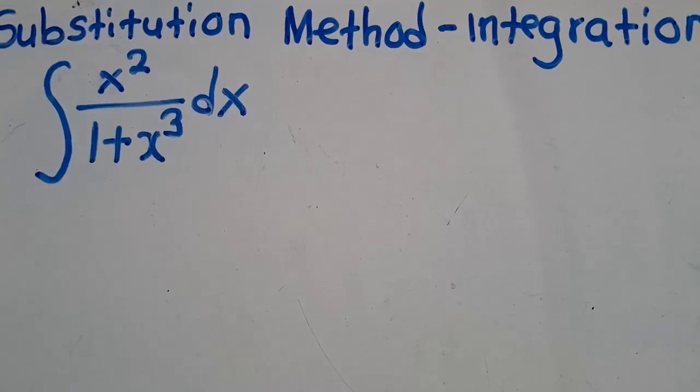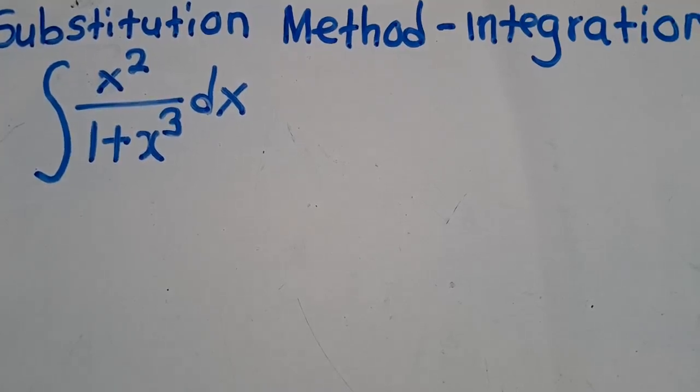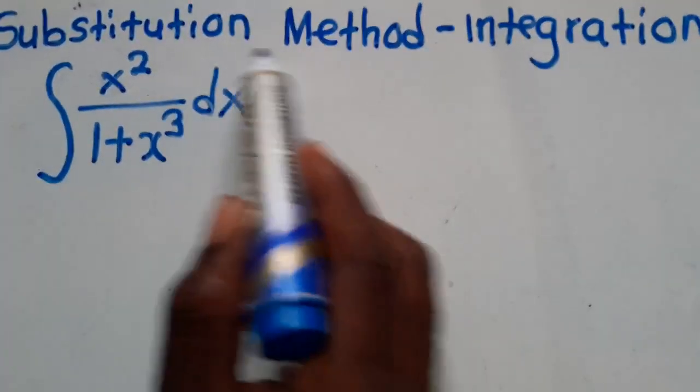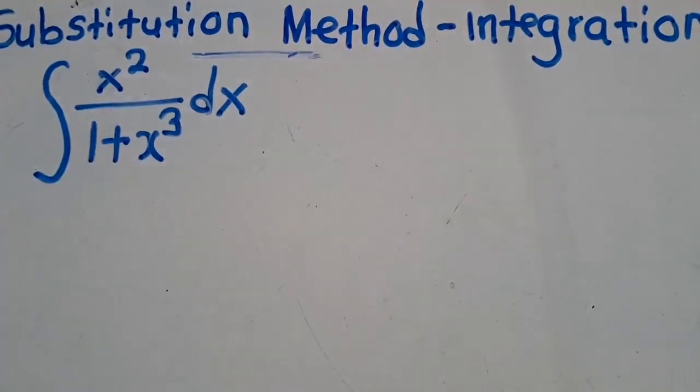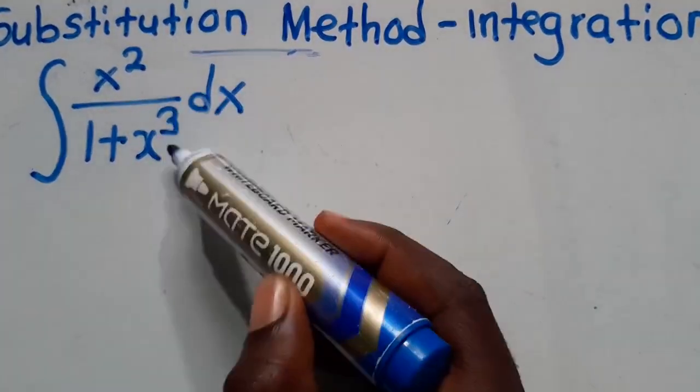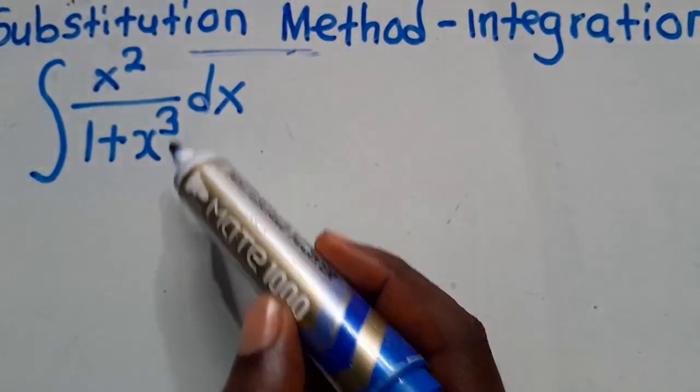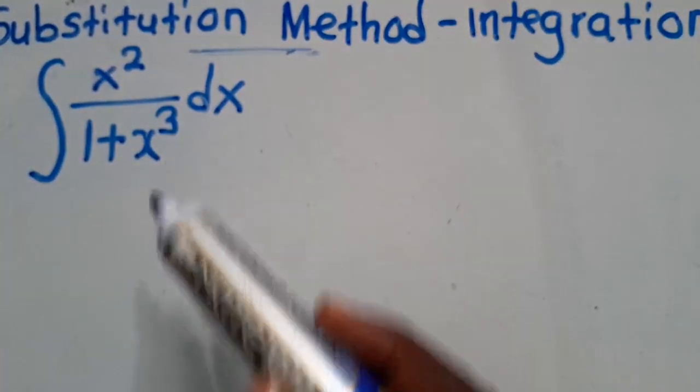So how can you know that in this question you are supposed to use the substitution method or integration by parts? I'm talking about the substitution method, so my key interest is on it. How can you know? What you need to do is look at the two expressions which are given. You are given this expression and this other expression.